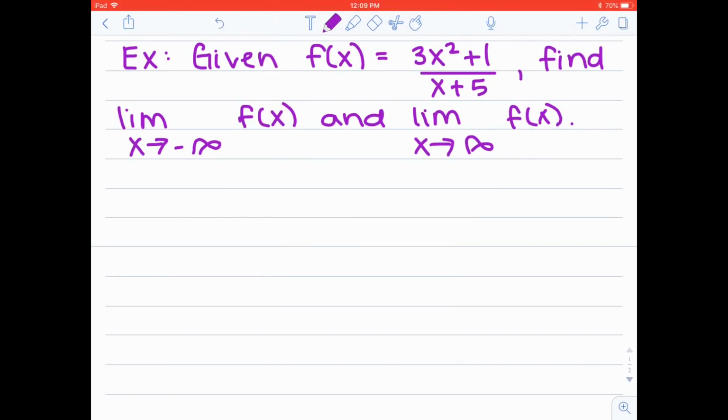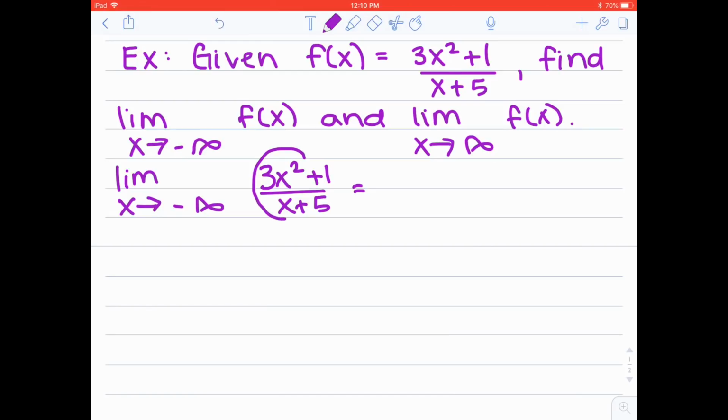Alright, so we'll go ahead and do the negative version first. So I'm going to say the limit as x approaches negative infinity of 3x squared plus 1 over x plus 5, and again we're looking at which ones win. Here the top is going to win for sure, right? You can see that we have 3 times negative infinity squared divided by negative infinity, so I know that numerically my answer is definitely going to be infinity, because that's infinity divided by something smaller.